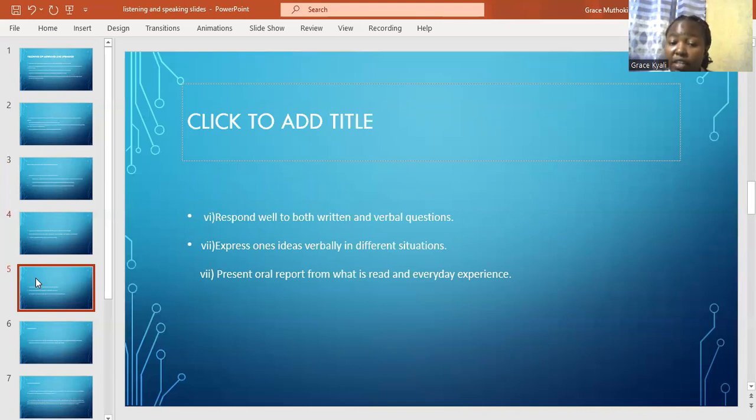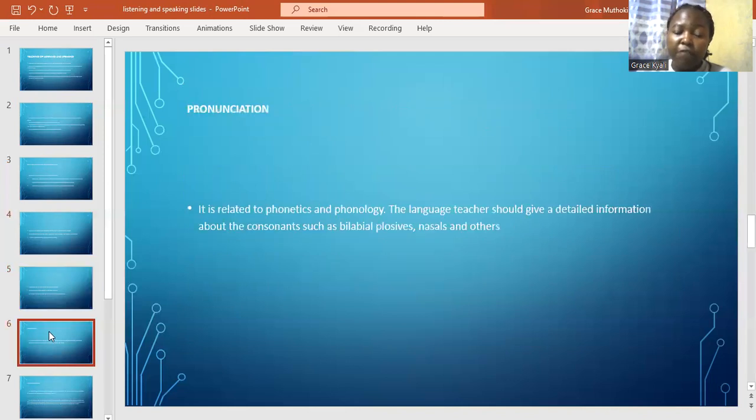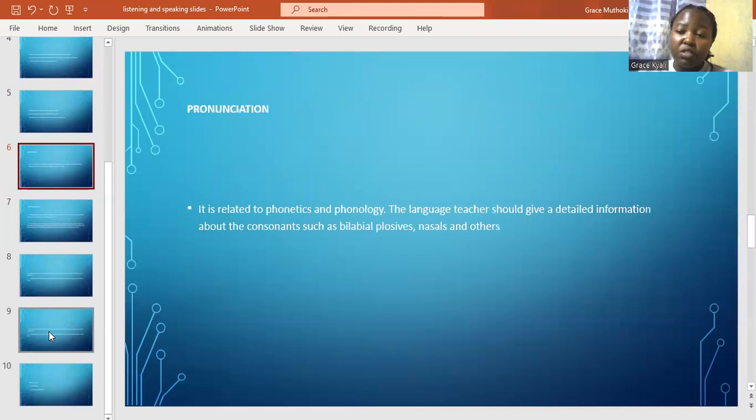They should express their ideas verbally in different situations, and they should present oral reports from what is read and everyday experience. From there, we're going to look at pronunciation, because you can't just speak the way you want to speak for us to hear. You need to pronounce the words you utter well. Pronunciation is related to phonetics and phonology. The language teacher should give detailed information about the consonants such as labial plosives, nasals, and others. We know we have many.